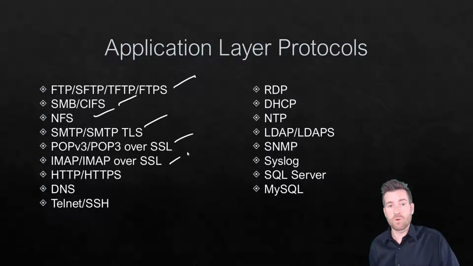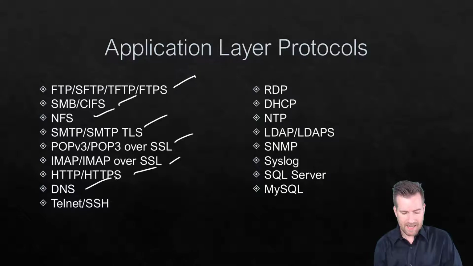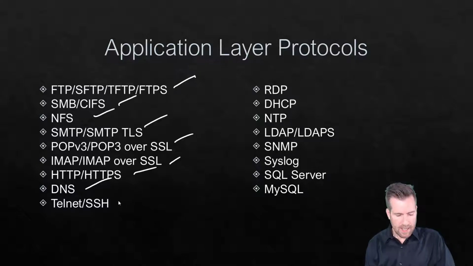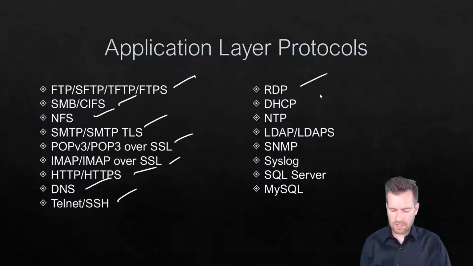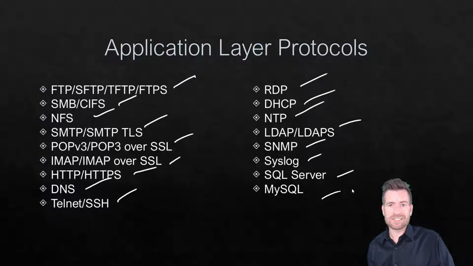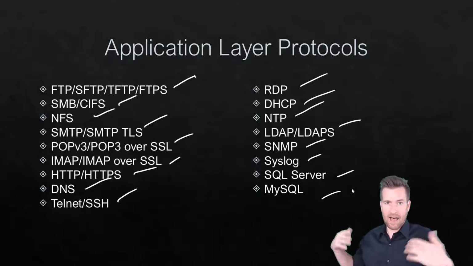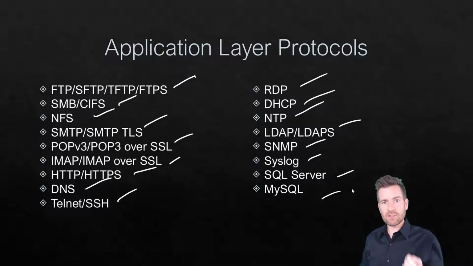Mail, which would be the next few examples here. And you're probably very familiar with HTTP and HTTPS for web services, DNS for name resolution, Telnet and SSH for remoting into machines, RDP for remoting into machines, DHCP, which we're going to talk a little more in depth about in a second, and Network Time Protocol. So there's a lot of different protocols here that exist at this layer and really help users be able to access a lot of different resources. So let's get into some of those different applications and see what they do.